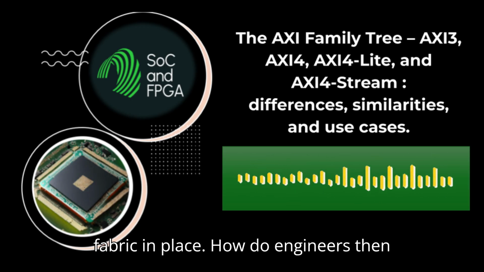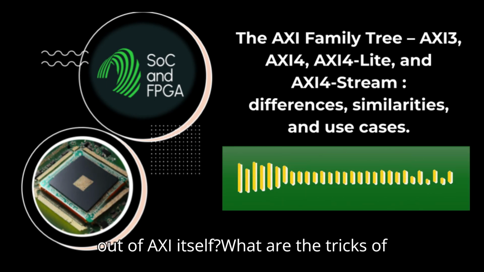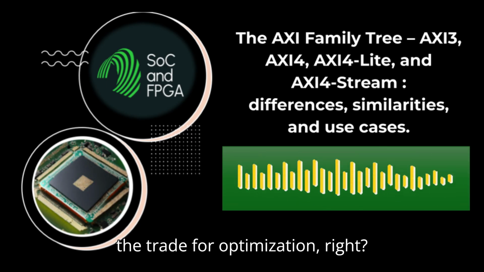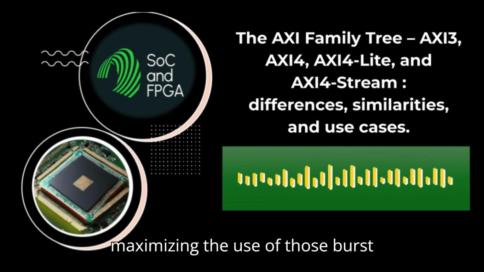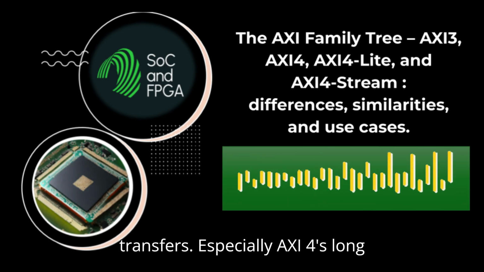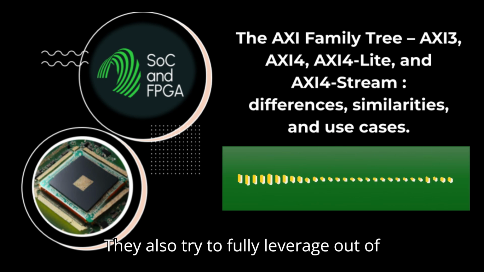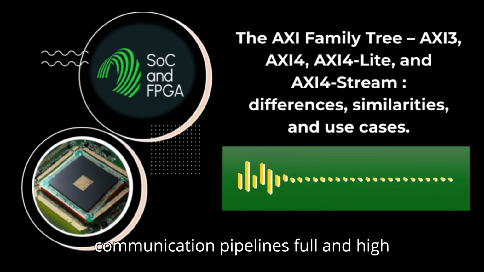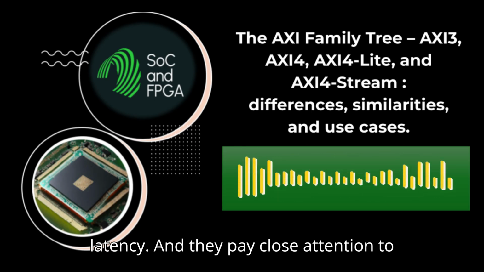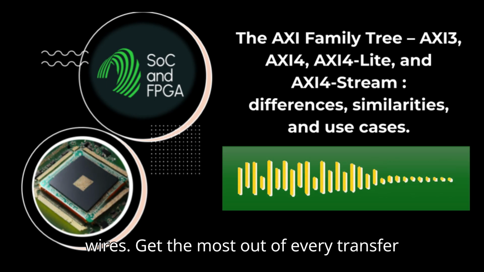Okay, so you have that interconnect fabric in place. How do engineers then squeeze every last bit of performance out of AXI itself? What are the tricks of the trade for optimization? Right, performance is key. For data transfer optimization, designers really focus on maximizing the use of those burst transfers, especially AXI4's long 256-beat bursts whenever possible. They also try to fully leverage out-of-order transactions using IDs to keep the communication pipelines full and hide latency. Yeah. And they pay close attention to efficient data packing and unpacking to avoid wasting precious bandwidth on the wires. Get the most out of every transfer.